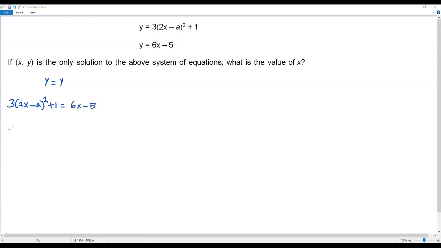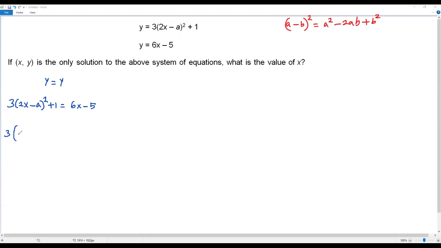So for that I'm writing this 3 as it is. Now what I have to do is expand the square of the binomial over here. So for that I'm going to consider the algebraic identity (a − b)². Its expansion is a² − 2ab + b². Now we can use this algebraic identity to expand (2x − a)². Comparing with (a − b)², in the place of a we have 2x and in the place of b we have a.